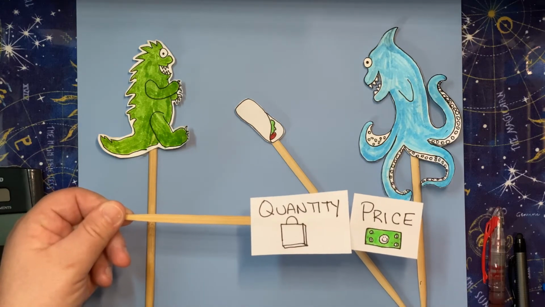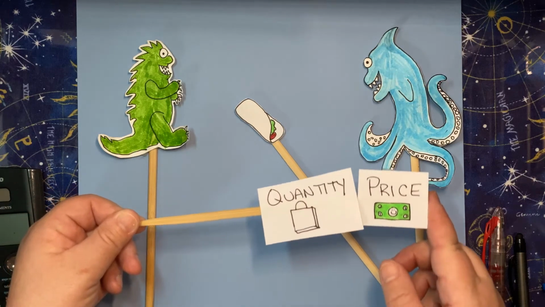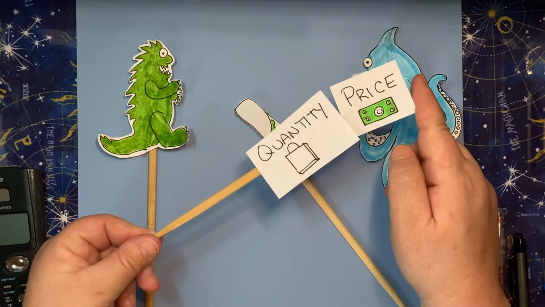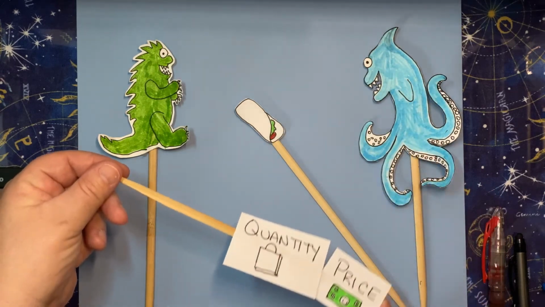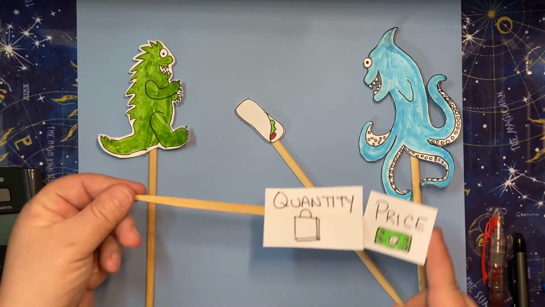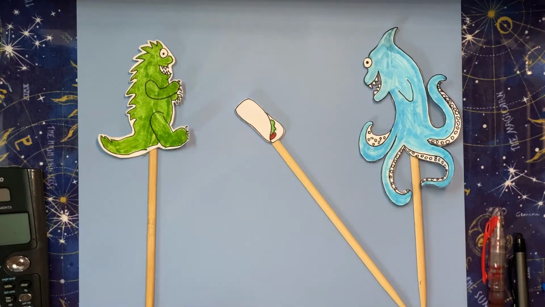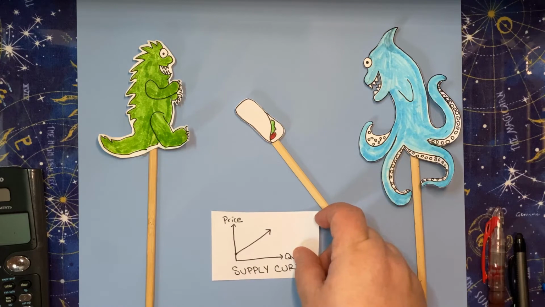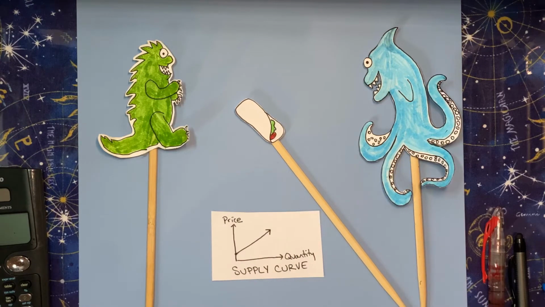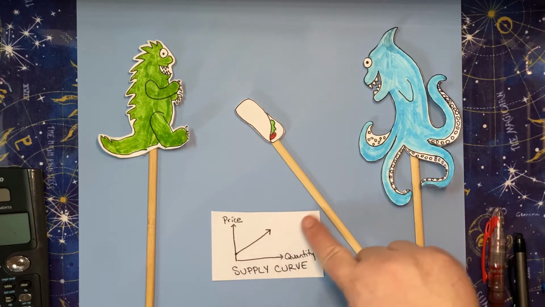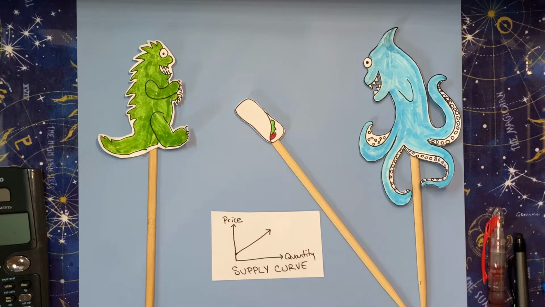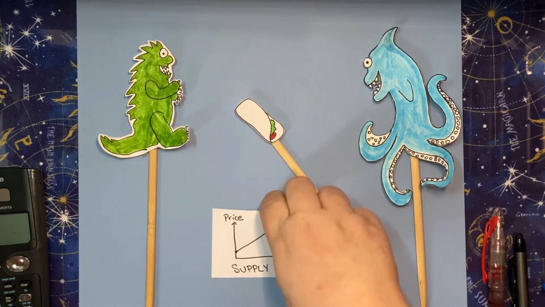So if you're a supplier, as the price goes up, the quantity goes up. As the price comes down, the quantity comes down. So for suppliers, the price and the quantity move together. And so a supply curve for burritos or for anything is going to look like this, where price and quantity have a positive relationship. That slope is positive. The line goes up. Okay, so let's go back to our paper.